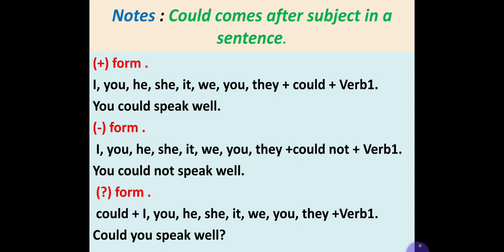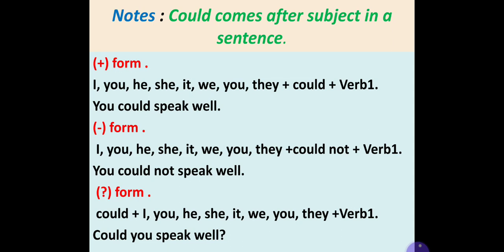Next, negative form. In the negative form, we can put first the subject, then could not, then verb 1. Okay, let's read this example. You could not speak well. You here is the subject, could not, then speak, this is verb 1.